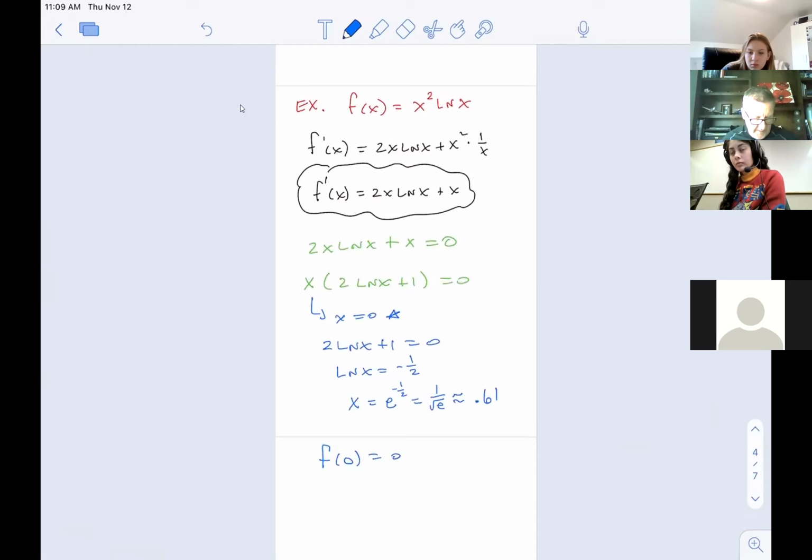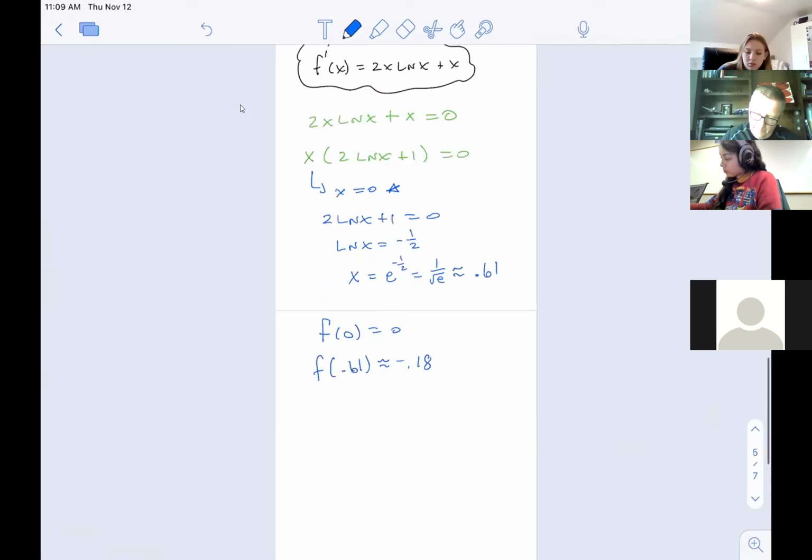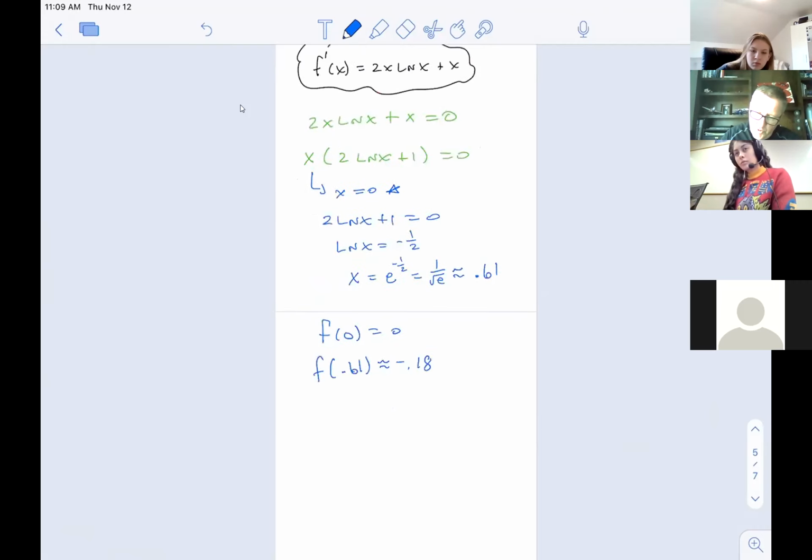So 0.61 squared times the natural log of 0.61. Notice that isn't that tough to type in. I got negative 0.18. So f of 0.61 is approximately negative 0.18. So now I can conclude that I found some maximums and minimums. I don't know which is which yet, but I know I've got one at 0, 0, and another one at 0.61, negative 0.18.